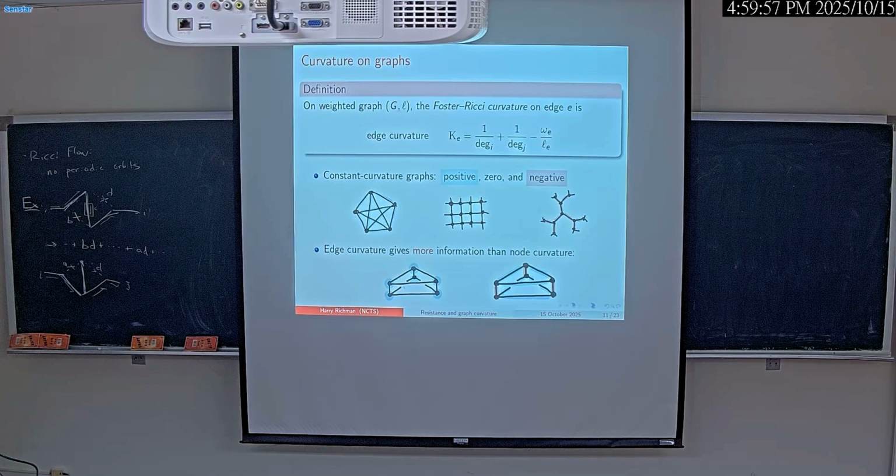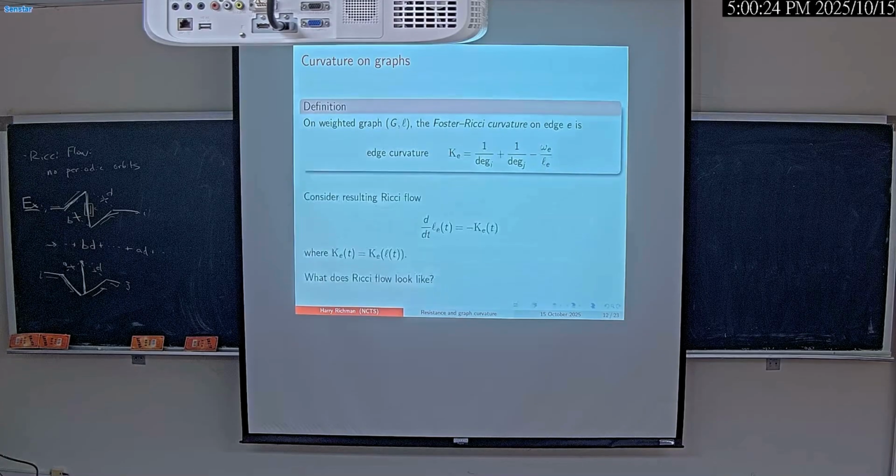So here I just want to mention that when you only assign curvatures to nodes, you get slightly less information than when you assign a curvature to all of the edges. In this graph, all the nodes are symmetric, but looking at all edges, they're not symmetric for automorphisms of this graph. So in a way, it's nicer to be able to define edge curvatures to understand graphs.